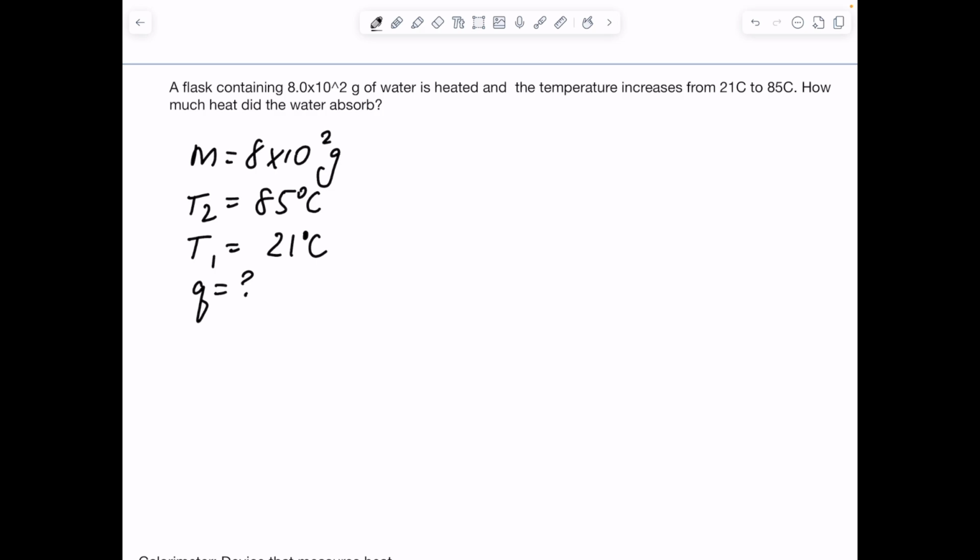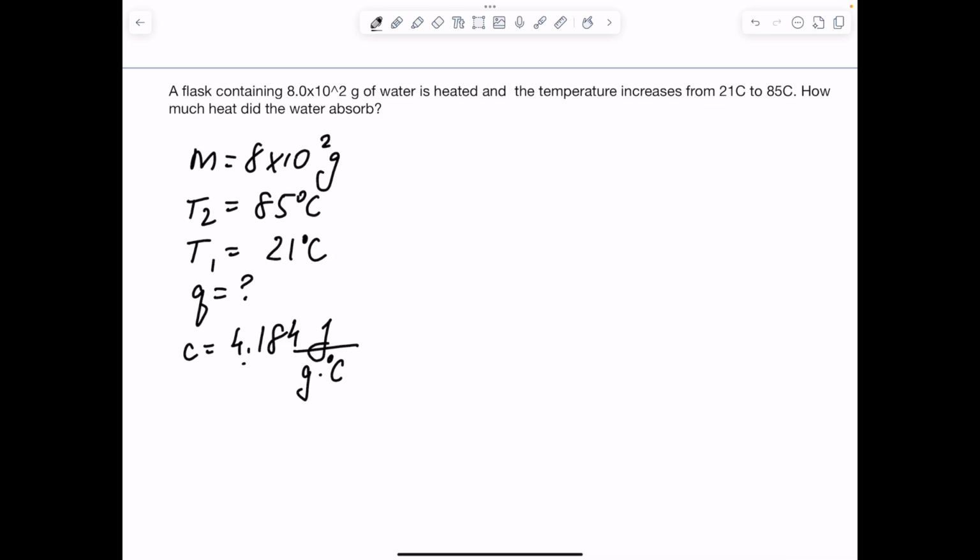Now we also need that specific heat capacity. The specific heat capacity of water is 4.184 joules per grams times Celsius. So this is a number you're going to have to remember, but when you do enough problems, you're basically going to have this number drilled into your head and you will almost never forget it. So this is a straight plug and chug situation that we have here.